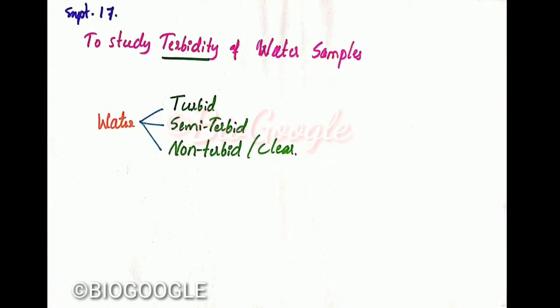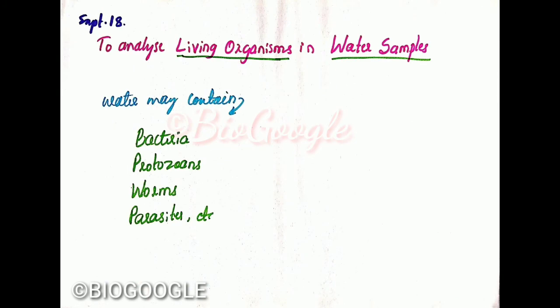Okay. Experiment number 17, to study the turbidity of water samples. It's not a compulsory experiment. We just collect different water samples and study whether the water is turbid, semi-turbid or non-turbid, clear. Not compulsory, don't worry about this. Experiment number 18, to analyze living organisms in water samples. Again, this is not a compulsory experiment. We just study the different organisms present in water, maybe bacteria, protozoans, fungus, worms, parasites, any organism present inside the water. Don't worry about this experiment since it is not compulsory.